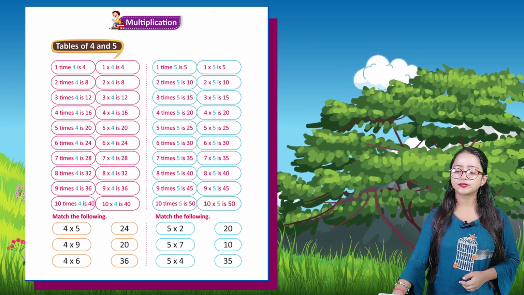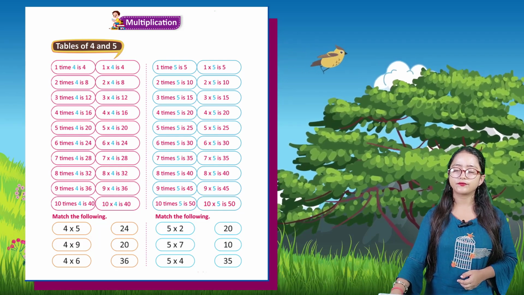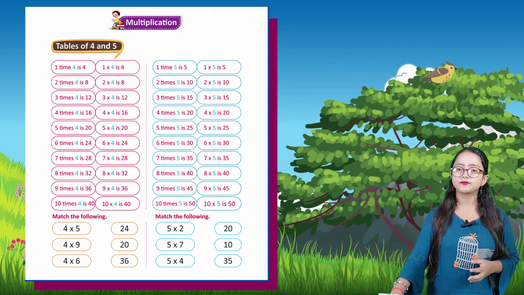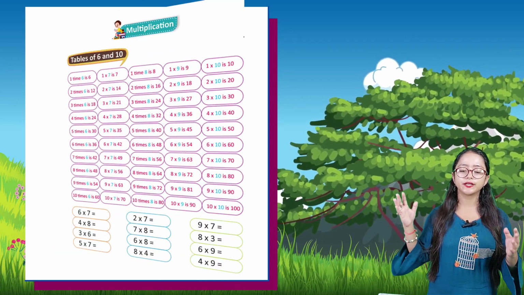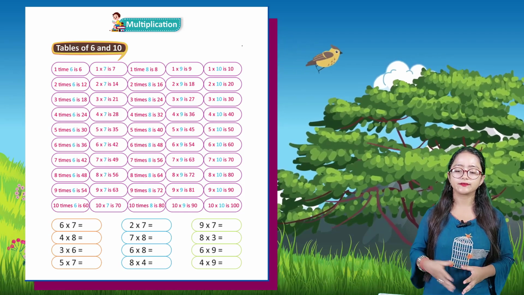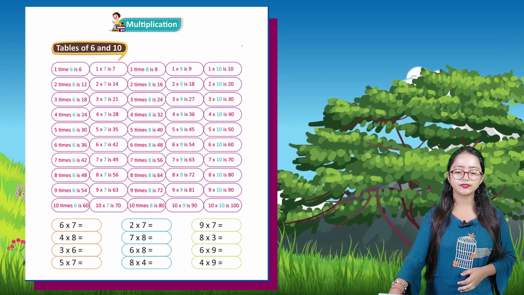Next one, 5 into 7 is 35, so match 5 into 7 with 35. Next one, 5 into 4 is 20, so match 5 into 4 with 20. Now the next one is multiplication, tables of 6 to 10. Okay, let's read the tables.